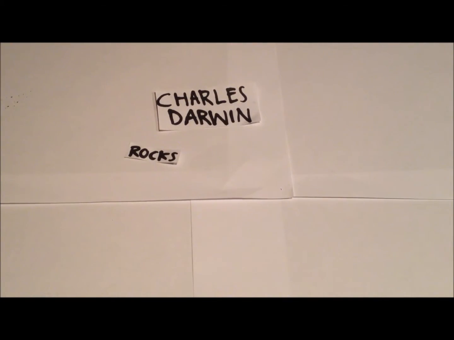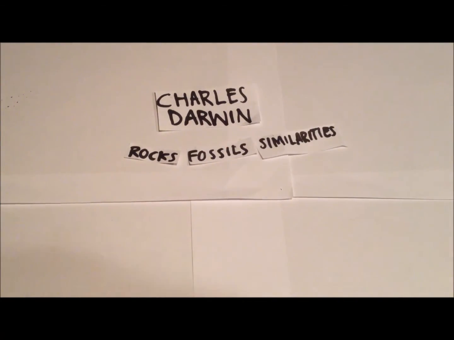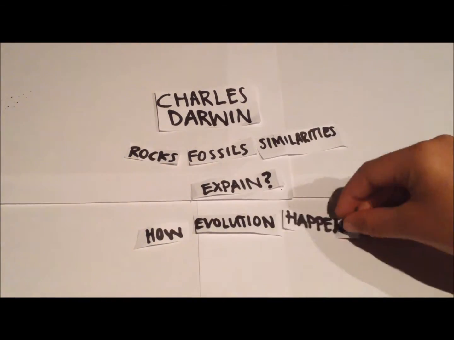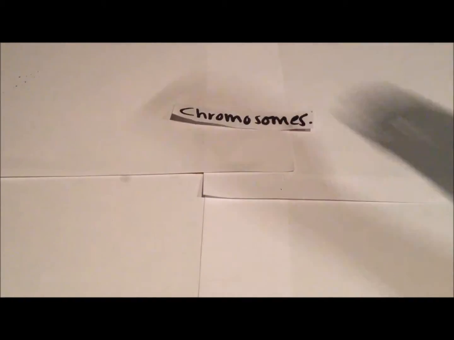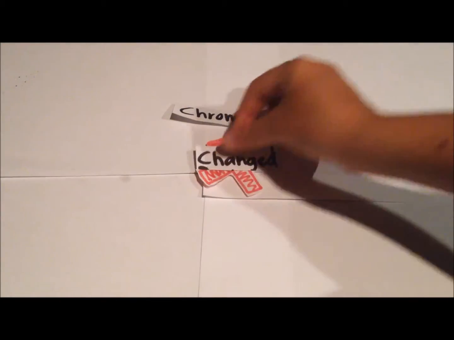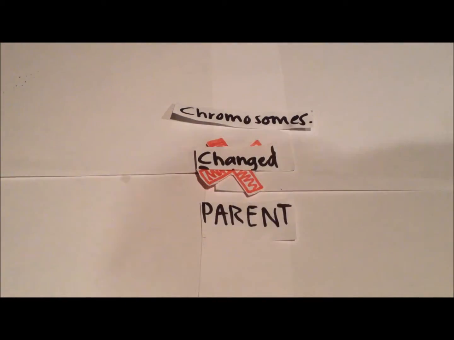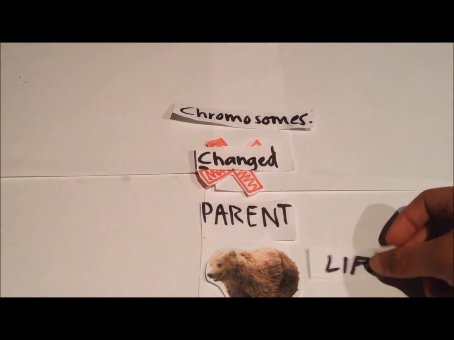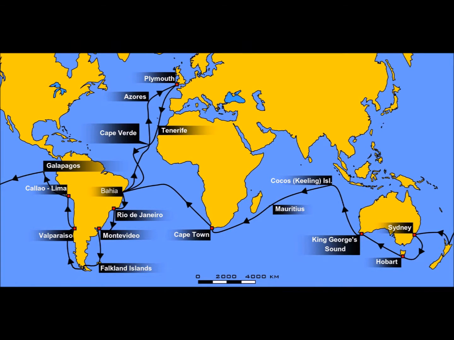Charles Darwin's theory used rocks, fossils, and similarities between related living organisms to explain his theory of how evolution happens. Charles Darwin explained that if the offspring inherit certain characteristics, they come from the chromosomes, and the chromosomes cannot be changed during the parent's life. Charles Darwin was a naturalist.